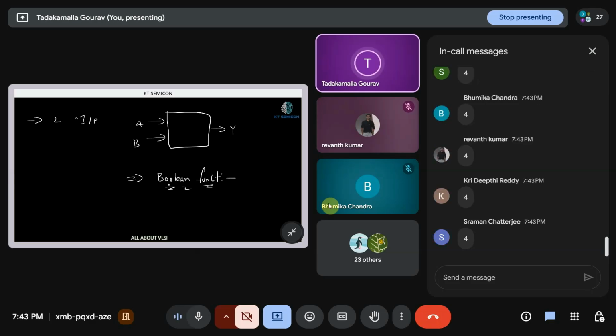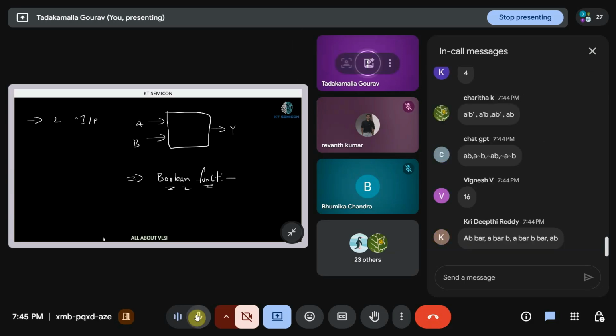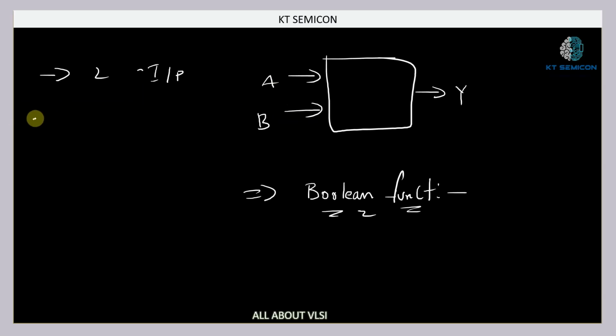What are the possible Boolean functions you can form using this LUT? Are you all sure that you can only form four? Okay, let us write down. So what you have written is A bar B bar, A bar B, A B bar, and AB, right? So this is what you have written.